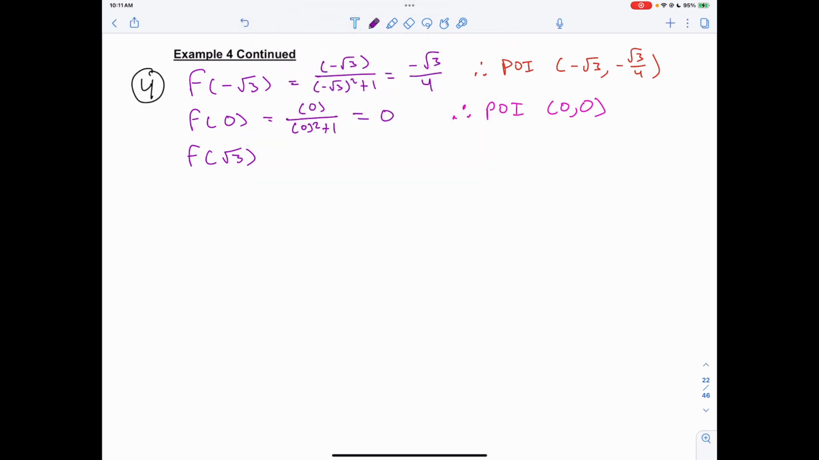And for the positive root 3, I get root 3 over root 3 squared plus 1, which is going to give me root 3 over 4. And I'm going to have a point of inflection at positive root 3, not negative, positive root 3, and root 3 over 4.